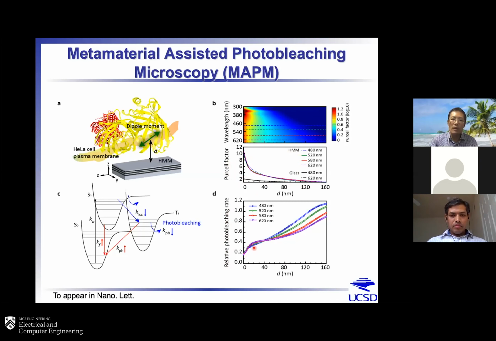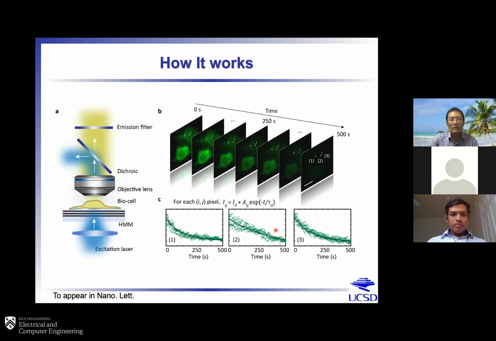So you can measure the photobleaching speed and retrieve the location, right? Based on this idea, it's very simple: you put your sample cells on this hyperbolic metamaterial, you capture a movie over time, you see the intensity gradually reduce, and at each pixel you can figure out this bleaching speed. Because the distance to the surface is different, the decay speed will also be different.